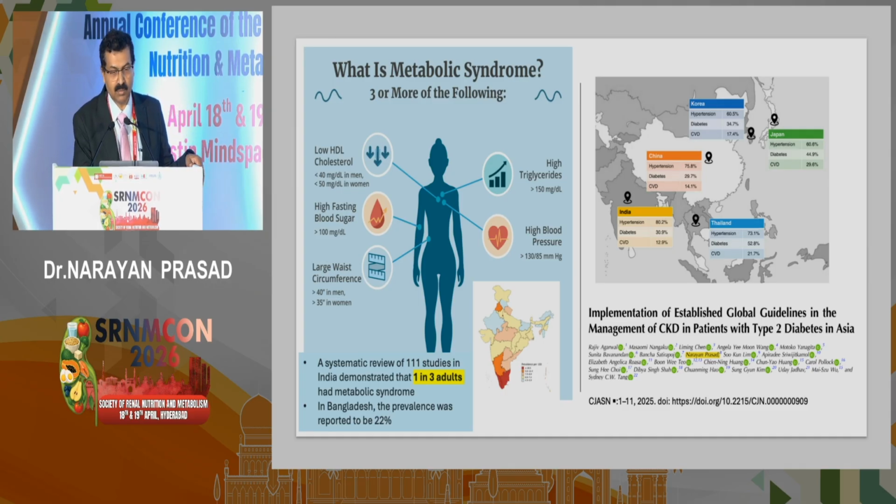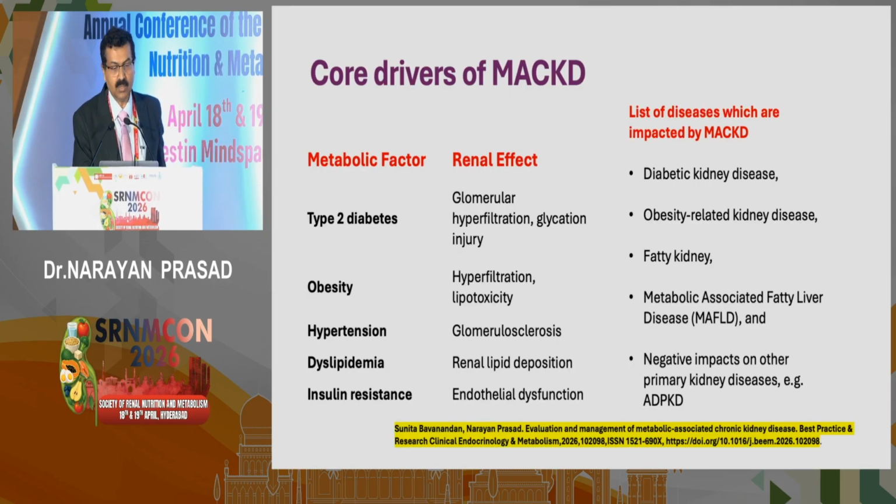Core drivers of metabolic associated chronic kidney disease: type 2 diabetes is responsible for glomerular hypertension and glycation injury; obesity, for hyperfiltration and lipotoxicity; hypertension causes glomerulosclerosis; dyslipidemia, renal lipid intoxication. Like lipid in a fatty liver, lipid in the kidney can independently injure and cause lipotoxicity of the kidney. Similar to metabolic associated liver disease or fatty liver, there can be a fatty kidney. Insulin resistance is again responsible for endothelial dysfunction.